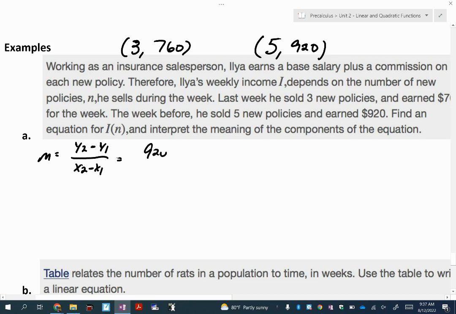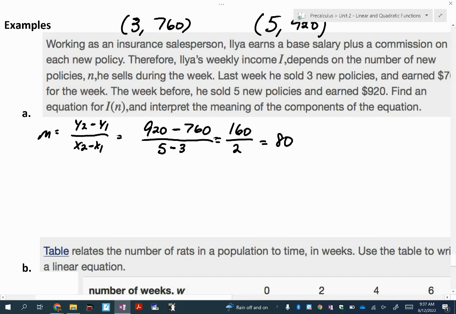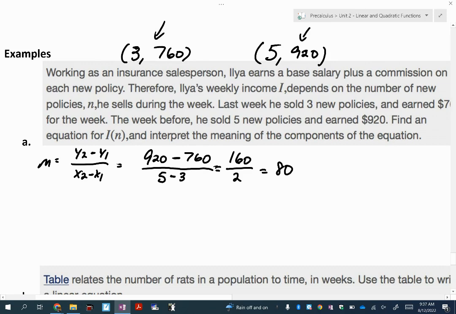So I have 920 minus 760 over 5 minus 3, which is going to be 160 over 2, which is $80 per policy. All right, or I guess I should say $80 per week. So in this case, I'm going to choose that to be my slope, where Ilya is going to get $80 for each additional policy that he sells in a week. So now you could use point slope form because you have either option here, right? Here's point number 1, here's point number 2.